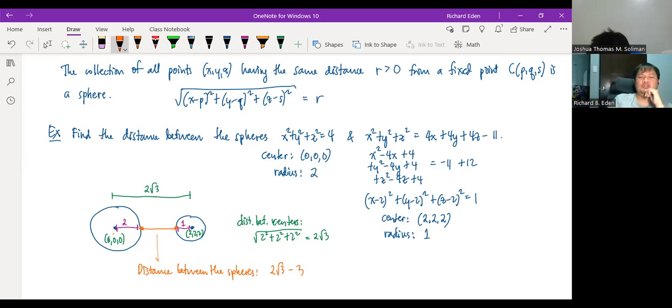How do you know the two spheres don't overlap? By using observation. The distance between the centers is 2 square root of 3, and 2 square root of 3 is greater than 3. Otherwise, if the two spheres overlap, this difference would have been negative.